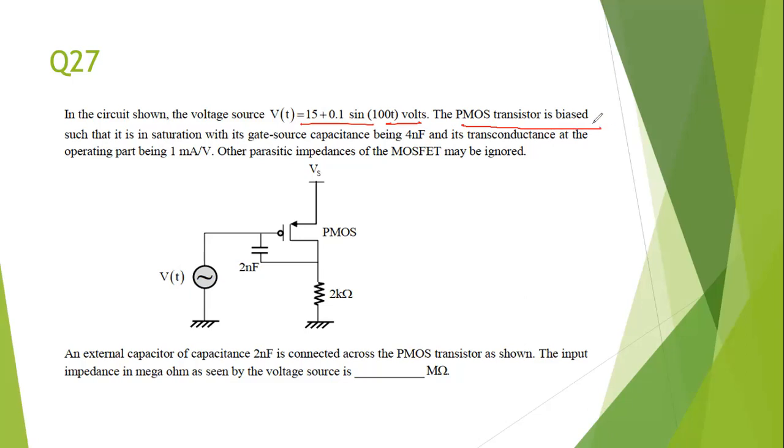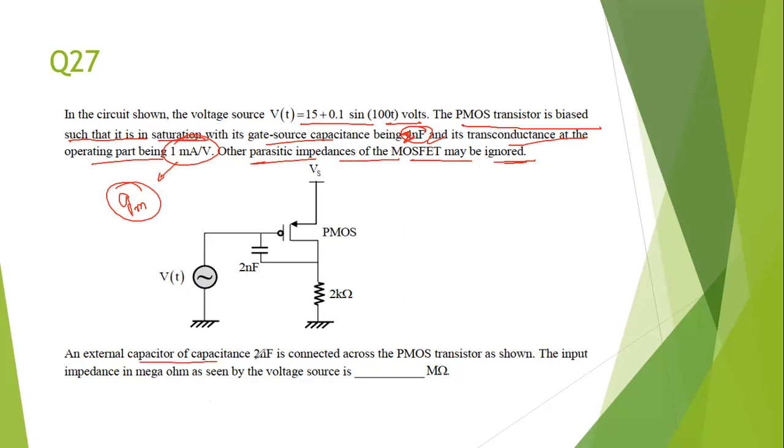The PMOS transistor is biased such that it is in saturation, with gate to source capacitance. So gate to source capacitance is what? 4 nanofarad. But actually this is 2 nanofarad, not 4 nanofarad. And its transconductance at the operating point is 1 milliampere per volt. So you are given the value of gm. This is your transconductance. Other parasitic impedances of the MOSFET may be ignored.